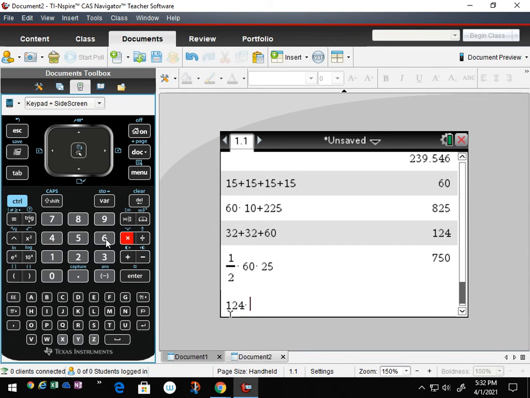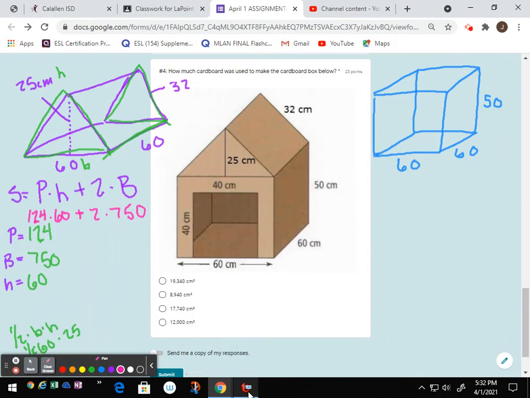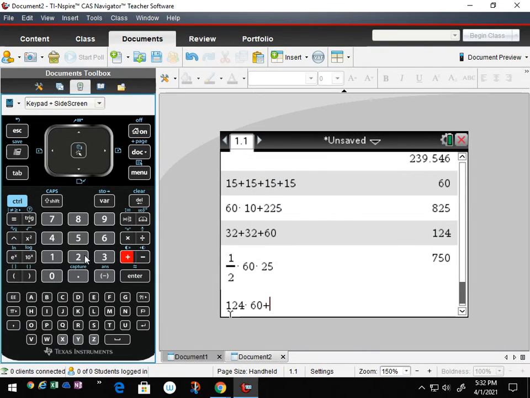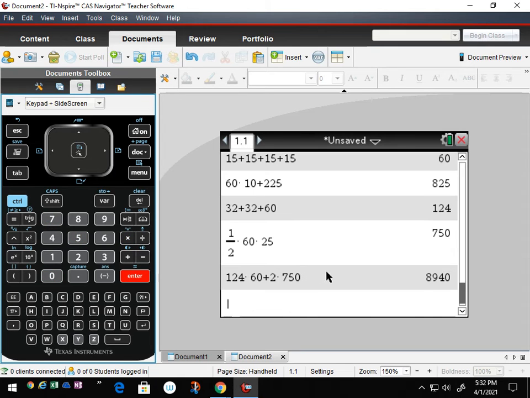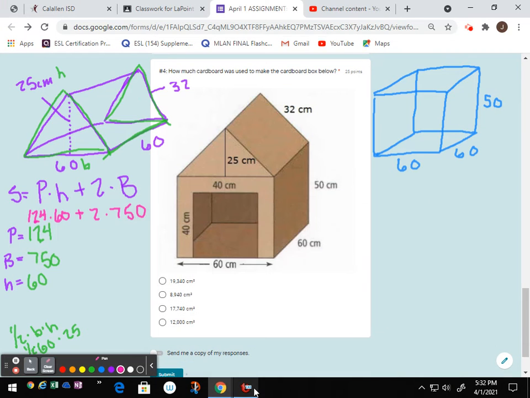124 times our 60 plus 2 times 750. We get 8,940. All right.